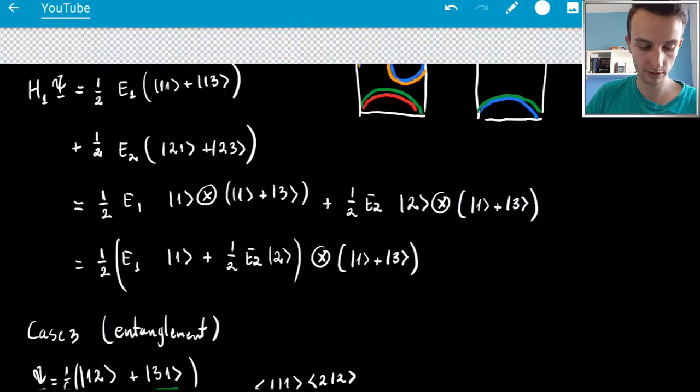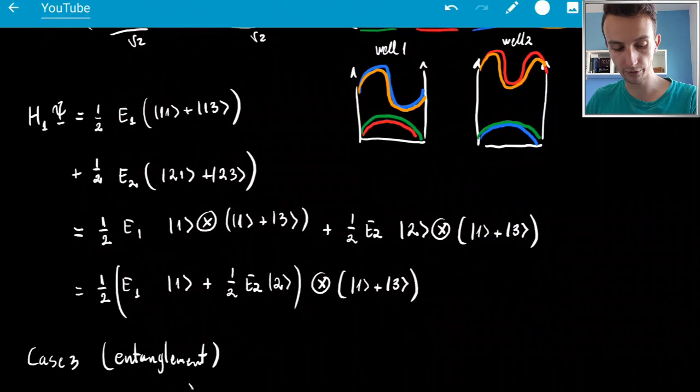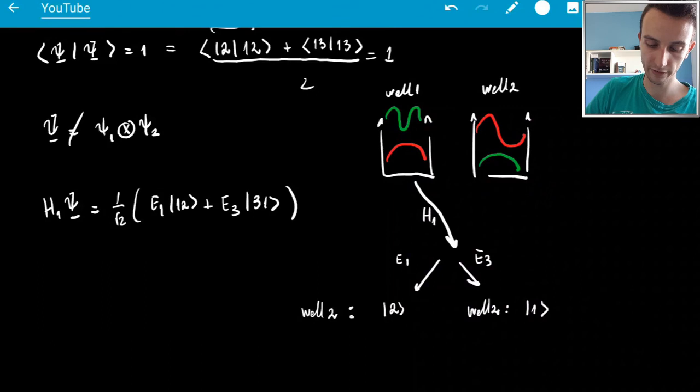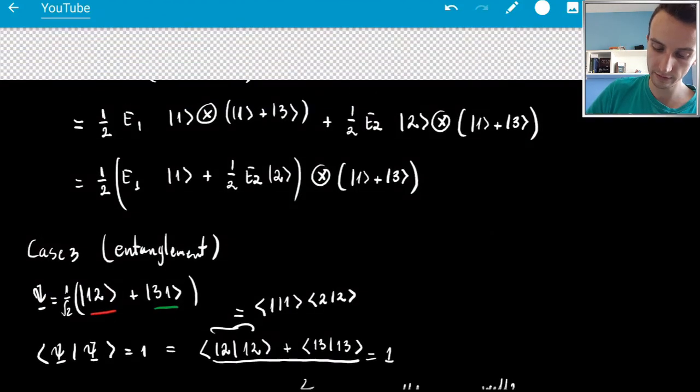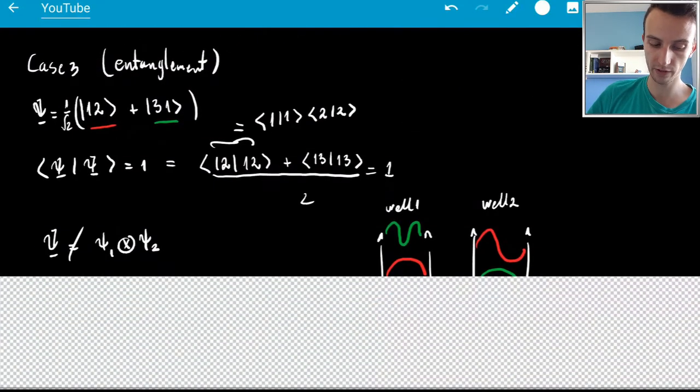Now notice in this previous example, when I measured the Hamiltonian on well 1, perhaps it would be better if I drew it like that: H1, so just H, and here identity. I could get either E1 or E3. So here, if I measured the Hamiltonian on well 1 and I got E1, I still wouldn't know if I have the state 1 or 3. Similarly for the case of E2.